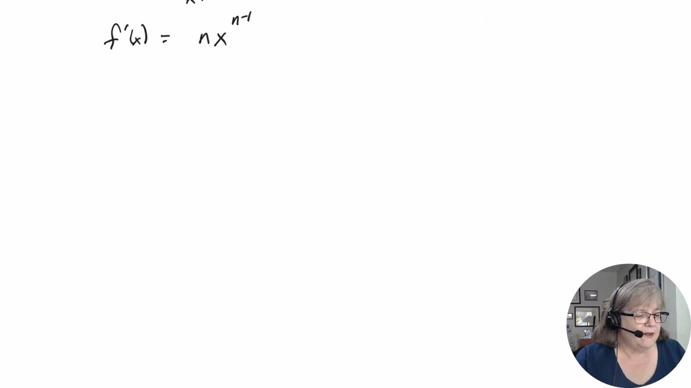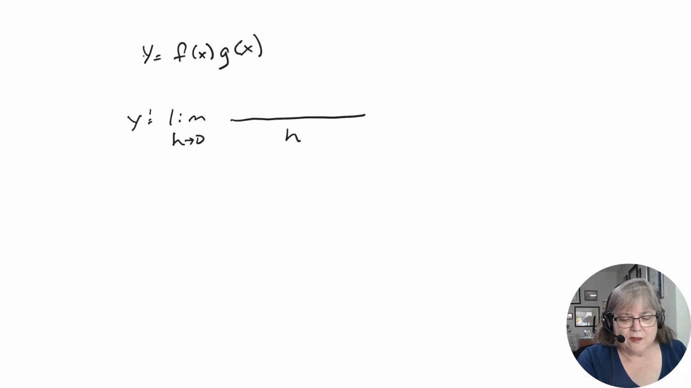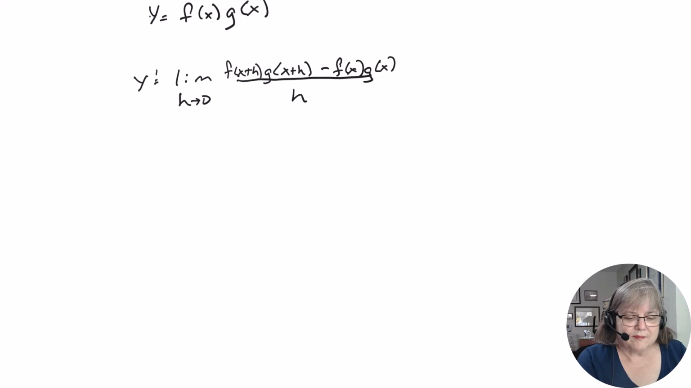All right, now we're going to do the product rule. And the product rule says if you have a function that's f of x times g of x, and you wanted to take the derivative of it, remember that it's the first times the derivative of the second plus the second times the derivative of the first. So if we have this, then y prime is the limit as h goes to 0. Here's my h. Here's my original function. Here's the one with x plus h in place of x.